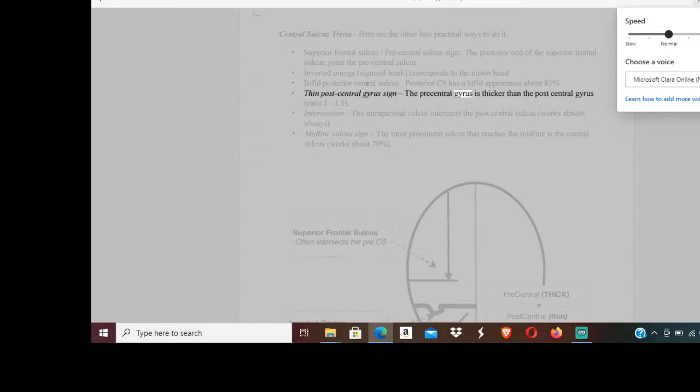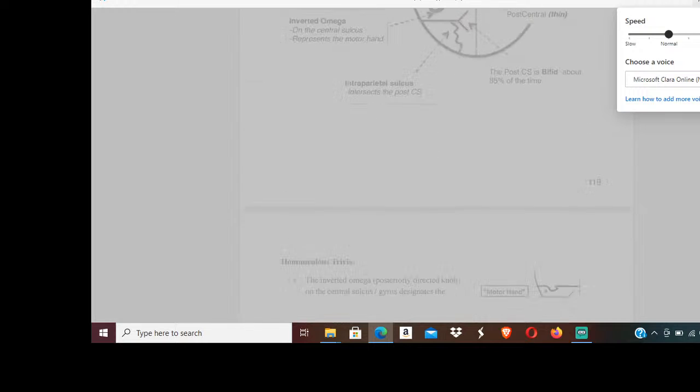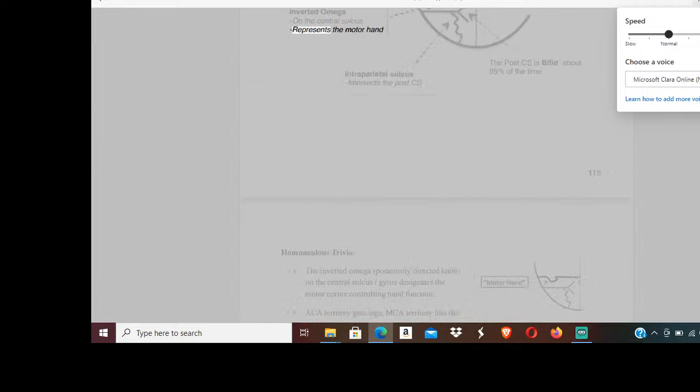Post-central gyrus sign. The precentral gyrus is thicker than the post-central gyrus, ratio 1:1.5. Intersection: the intraparietal sulcus intersects the post-central sulcus, works almost always. Midline sulcus sign: the most prominent sulcus that reaches the midline is the central sulcus, works about 70%. Superior frontal sulcus often intersects the pre-central sulcus. Inverted omega on the central sulcus represents the motor hand.